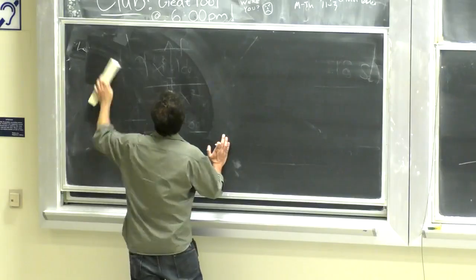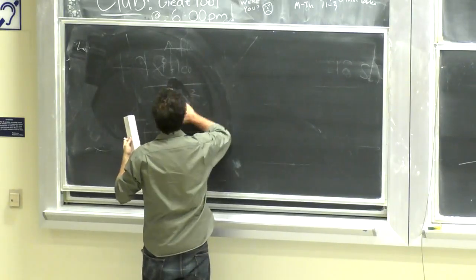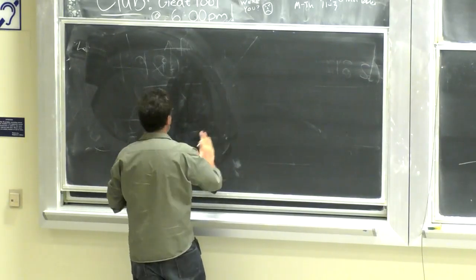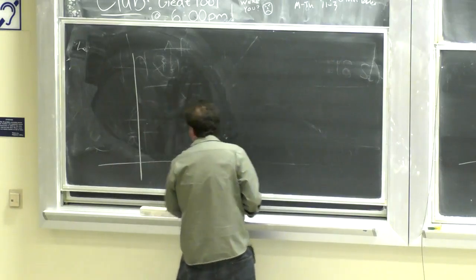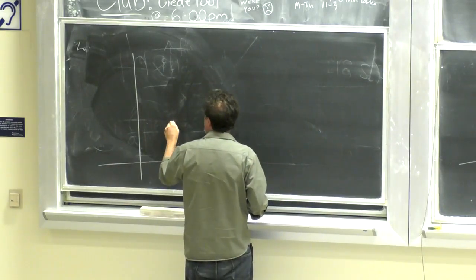The board is unerasable. Somebody's used super chalk on it. Okay, let me draw the square. I'm going to draw this point.